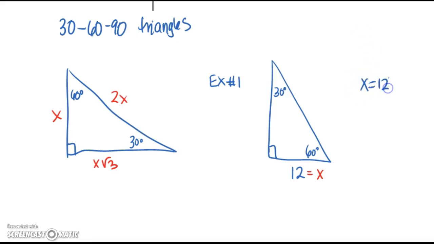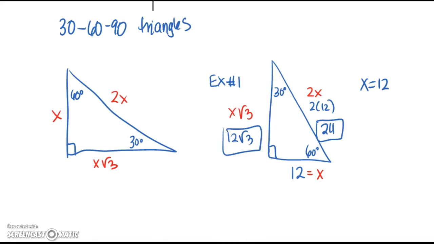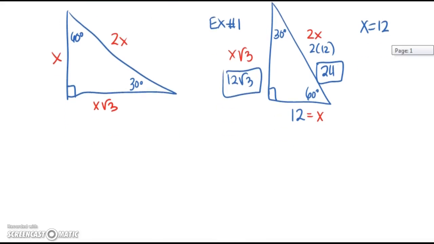There's nothing really that we need to do to isolate the x here. Since the hypotenuse is 2 times x, we can replace the x with 12. So the hypotenuse is 24. And since the side across from the 60 is our x root 3 side, we could replace the x with 12. And that leg is 12 root 3. That's probably our easiest case of a 30, 60, 90. Let's look at another example.